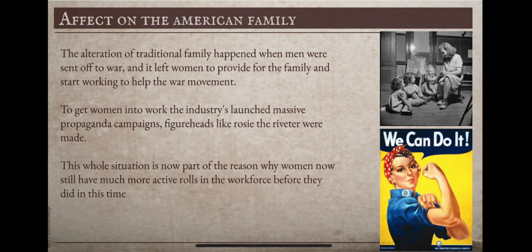The alteration of the traditional family happened when men were sent off to war, and it left women to provide for the family and start working to help the war movement. To get women to work, the industries launched massive propaganda campaigns. Figureheads like Rosie the Riveter were made. This whole situation is part of the reason why women now have much more of an active role in the workforce than they did before the 1940s.